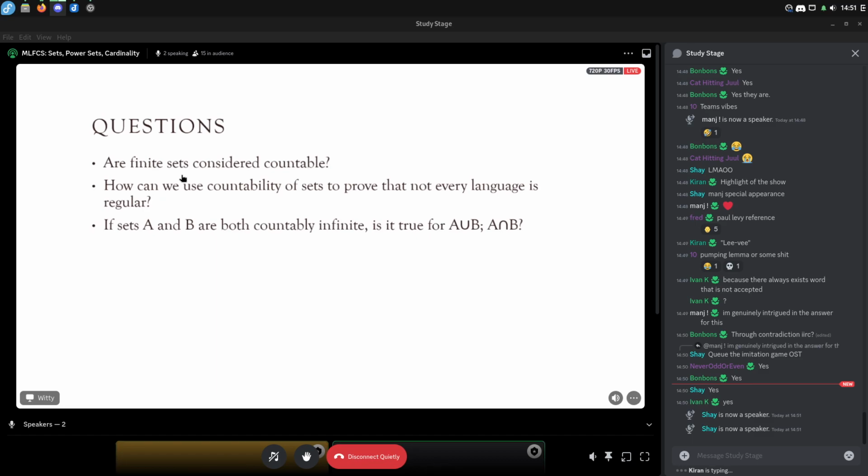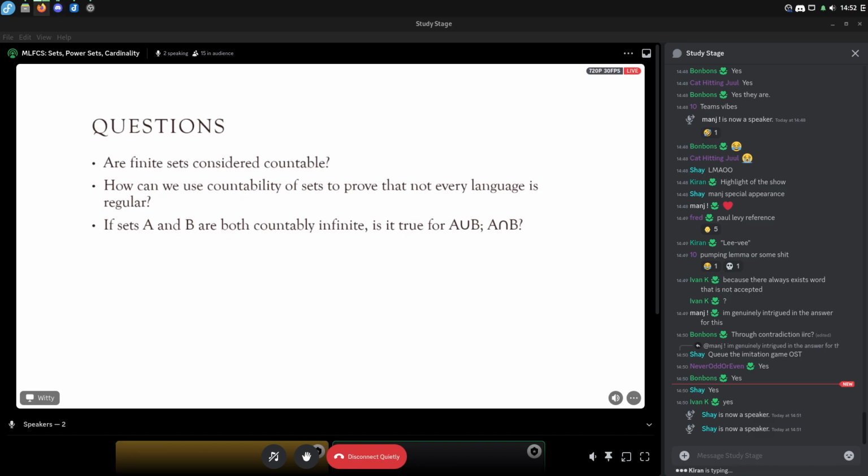Can I give you, so I have the set of negative numbers, and I have the set of positive numbers. Can we agree that they're both countably infinite sets? Yeah. Is the set A intersection B still countably infinite? So no, it will be at most countably infinite. That's the correct answer. Yep.